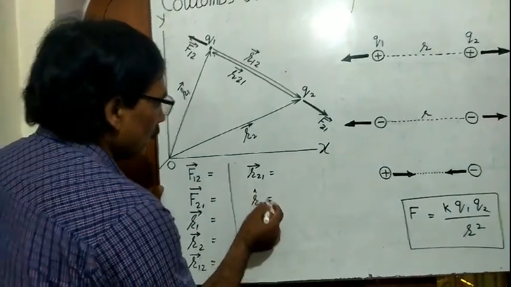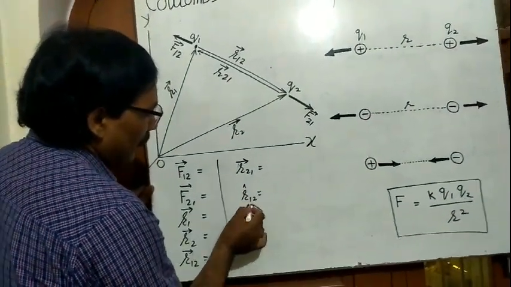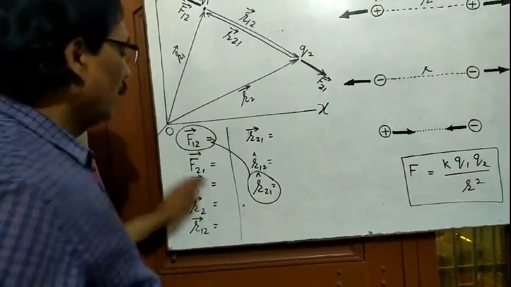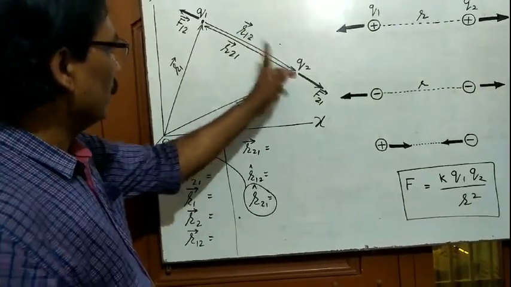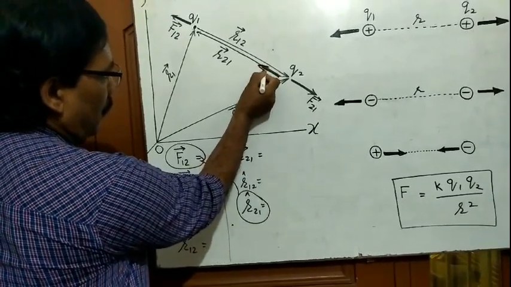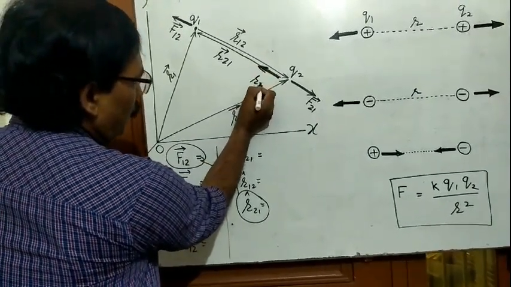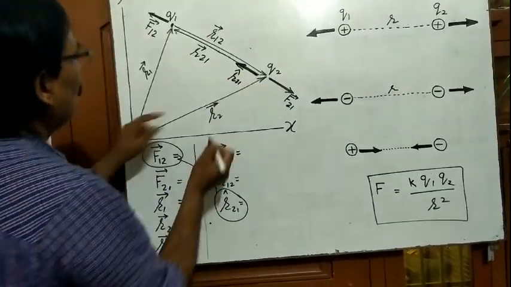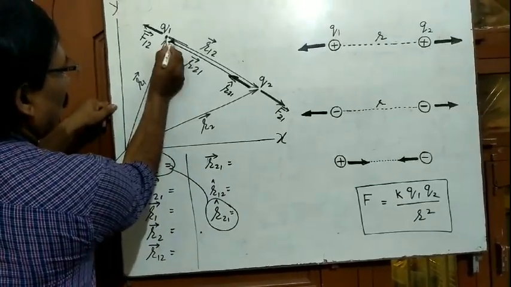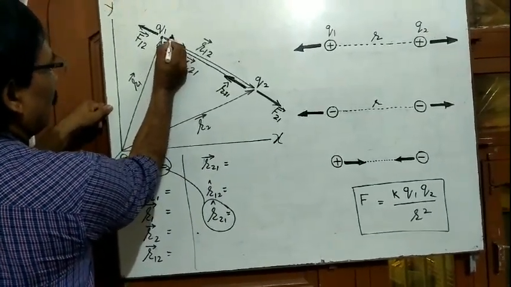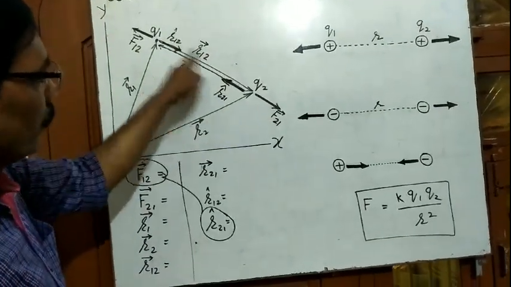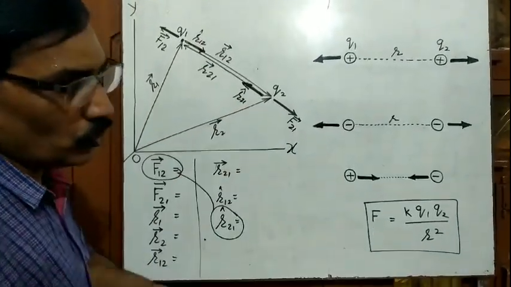So this unit vector is in the direction of this force. This is R21 cap. It is in the direction of F12. And this is the unit vector R12 cap. It is in the direction of force F21. R12 cap is in the direction of F21.